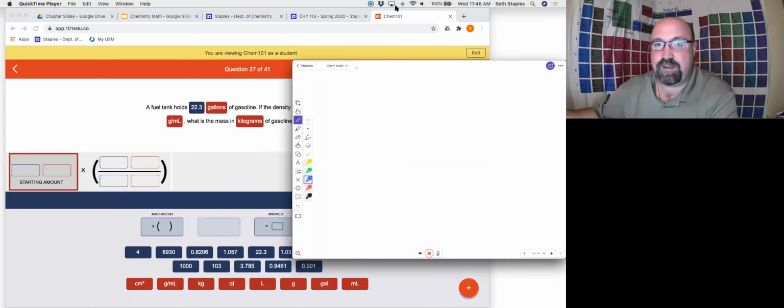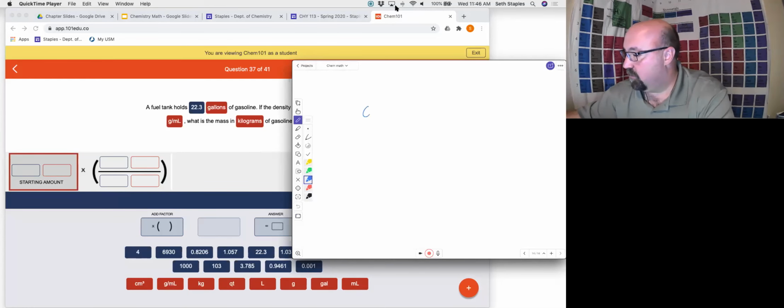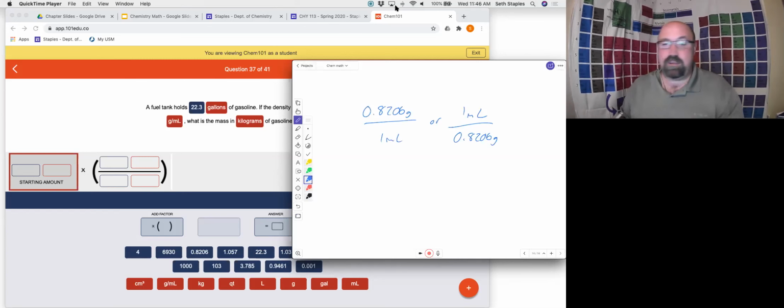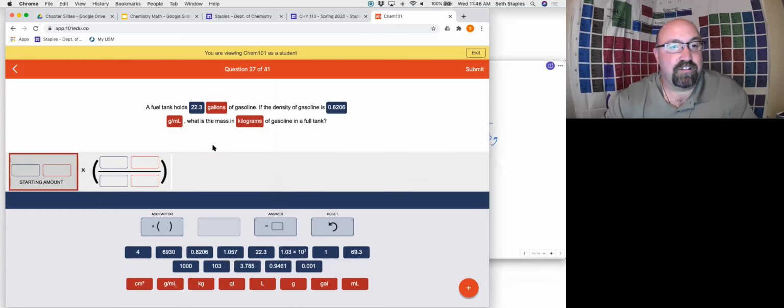And so in this case, we've got a density of 0.8206 grams per 1 milliliter. Depending on how we want to use that conversion, though, we might use it either way. And so density is just another conversion factor converting between grams and milliliters. And so let's take a look at this problem.